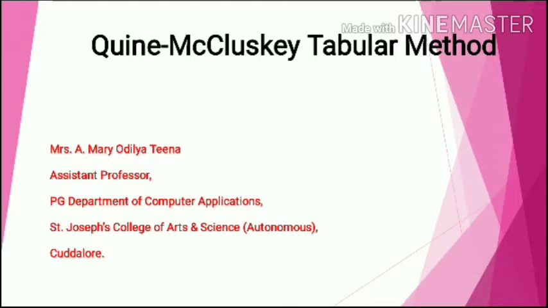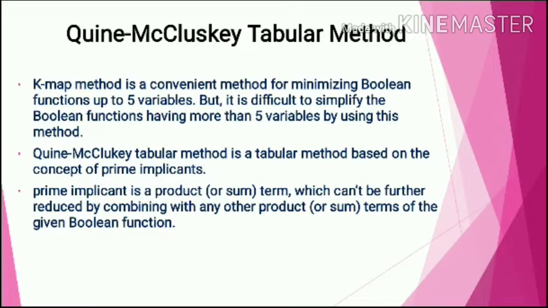In this session, I am going to discuss the Quine-McCluskey tabular method. The K-map method is a convenient method for minimizing Boolean functions up to 5 variables, but it is difficult to simplify Boolean functions having more than 5 variables. To solve this problem, the Quine-McCluskey tabular method is used.